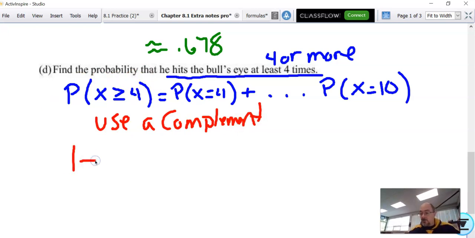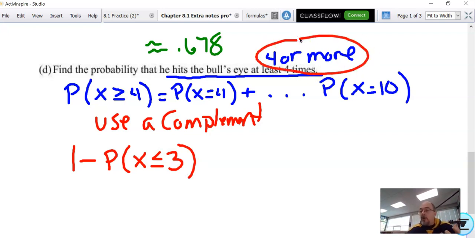One minus the probability that x is less than or equal to 3. The complement of 4 or more is 3 or less. Okay, the complement of 4 or more is 3 or less. So here we can use the complement rule.